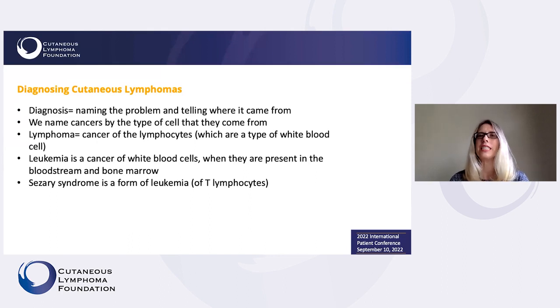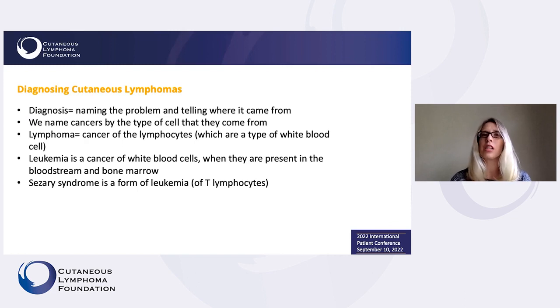So starting out with how we make a diagnosis. A diagnosis is naming the problem and telling where it came from. And we name cancers by the type of cell that they come from originally. So a lymphoma is a cancer of the lymphocytes, and the lymphocytes are a type of white blood cell. We'll discuss that more later.